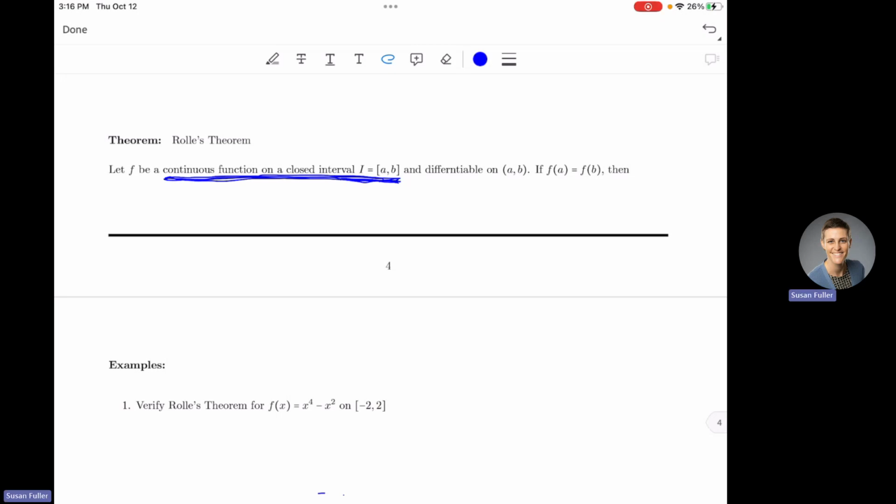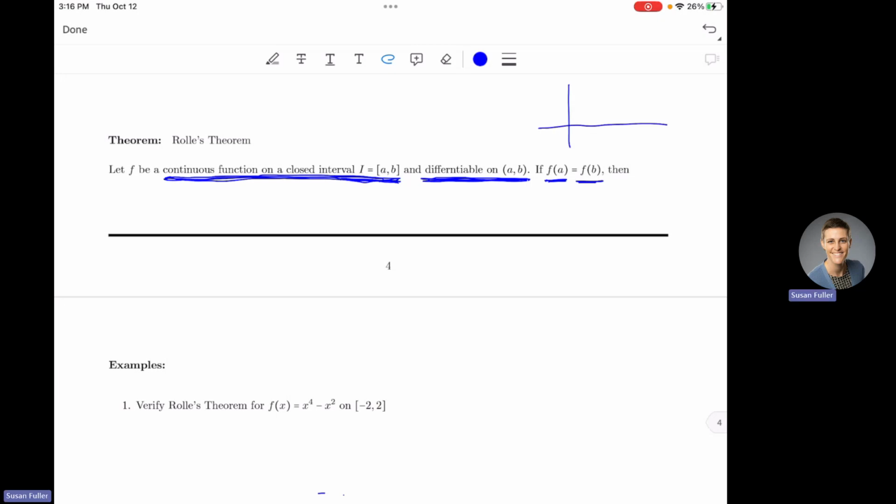In addition to that, our function is also differentiable on the interior from a to b. We don't have to be differentiable at our endpoints at x equals a and x equals b, but we do need to be differentiable everywhere in between. Okay, so our function's continuous, we have a closed interval, and we're differentiable everywhere in the middle. So if f of a is equal to f of b, that means the y value at one endpoint is equal to the y value at my other endpoint.